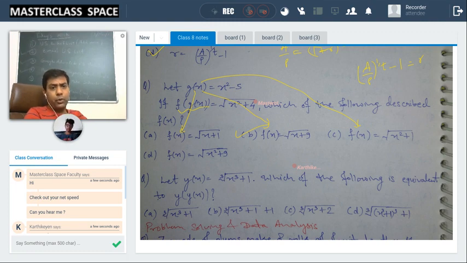What you have to do is, f of g of x is given. That means f must have been some function of x in which you are putting some g of x.